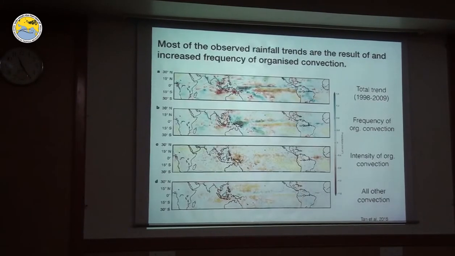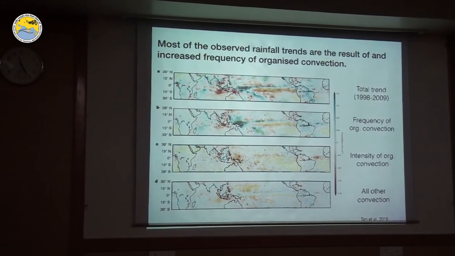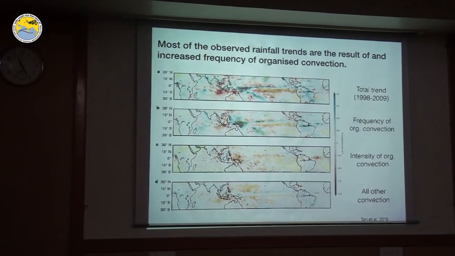I already showed you this graph. One of the things we did with this is we showed that the total change in rainfall from the late 90s to about 2010, as we had the data for ISCCP only until 2010, is dominated by a change in the frequency of occurrence in this organized regime. So the largest contribution to the rainfall trend comes from an increased frequency of occurrence of rainfall in organized convection, not from a change in the intensity of the rain, which runs counter to many studies that are saying rainfall is increasing because it gets more intense. So we didn't find this at all in the tropics.